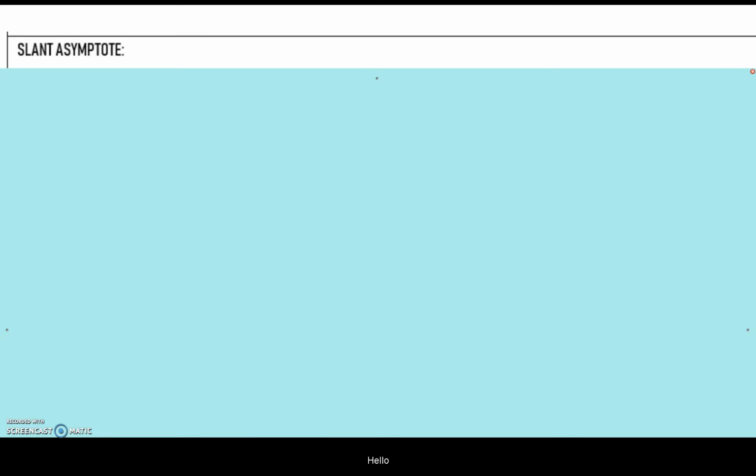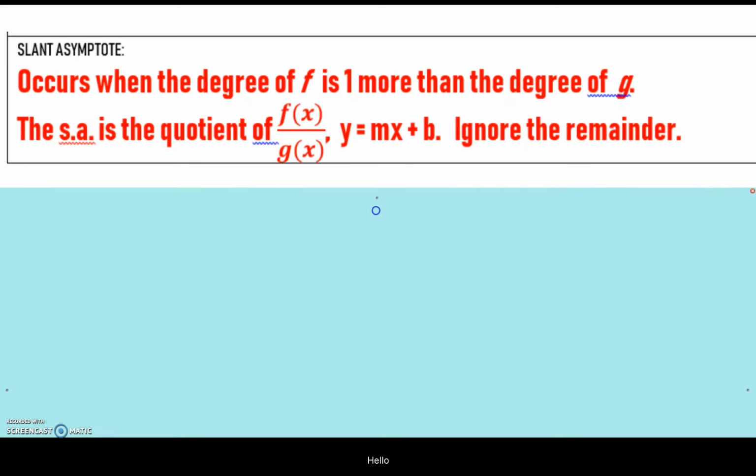The first type that can occur is called a slant asymptote. A slant asymptote occurs when the degree of f is one more than the degree of g, f being the numerator, g being the denominator. To find the slant asymptote, you actually divide f of x by g of x, find the quotient of that, which will be a line in the form y equals mx plus b, and you ignore the remainder. And I'll talk about in a moment why that is the case. I'll give you a second to write that down.